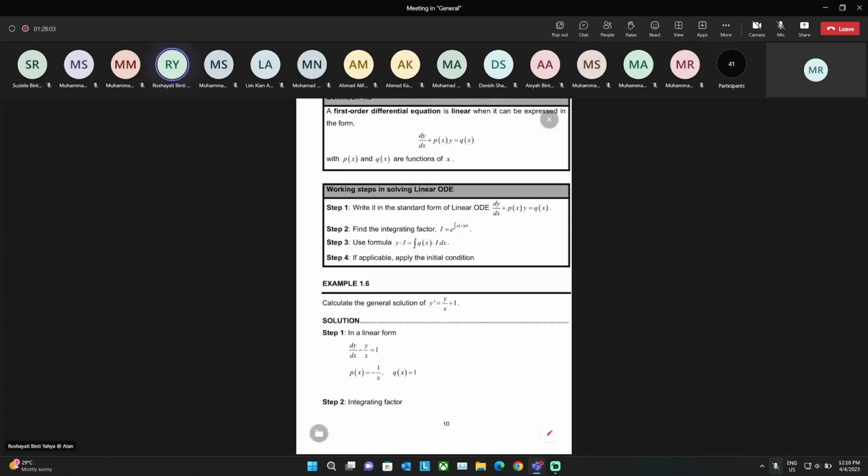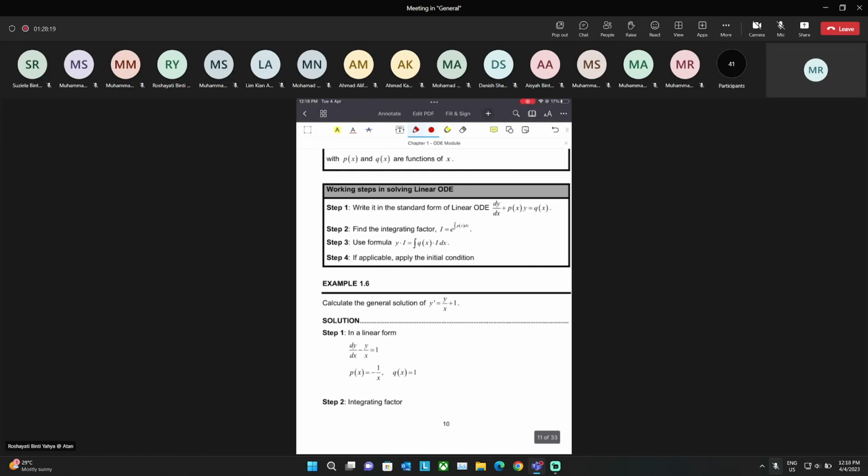Linear form. Linear form meaning that you need to write in form of this. So dy dx plus px y. So the question, it has this form dy over dx equal to y over x plus 1. So in standard form, dy dx plus px y equal to qx.